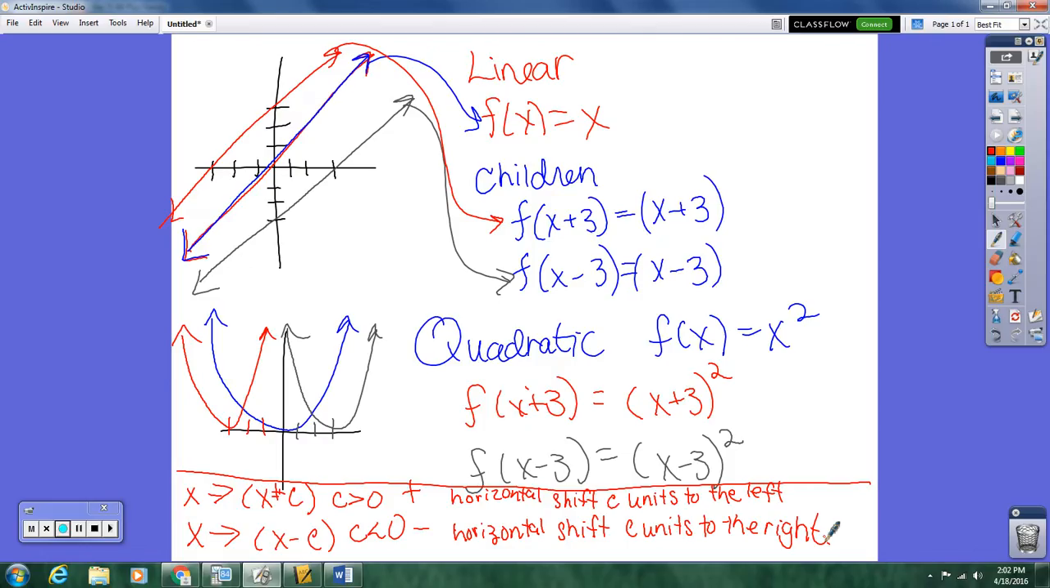Billy, you don't need to write any of this down? You don't need to write any of this down?